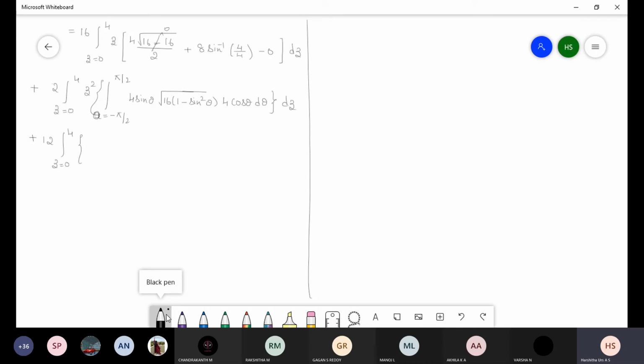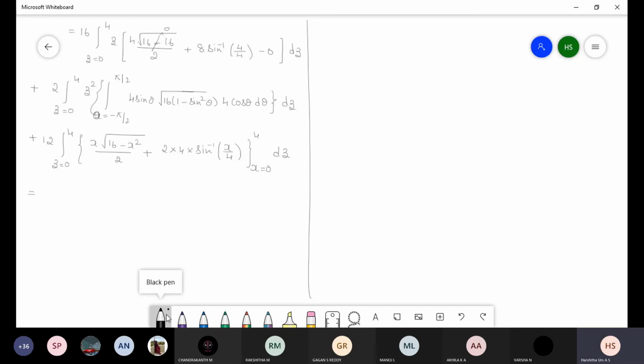Here x into root of 16 minus x square divided by 2 plus here also 2a means 2 into 4, 2 into 4 into sine inverse of x by 4. So here x is equal to 0 to 4. In terms of dz I will write here. So this is the next step.